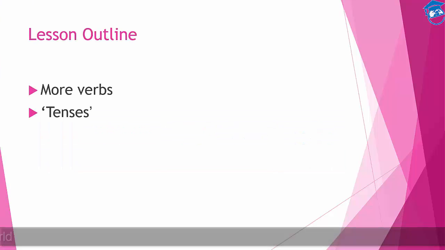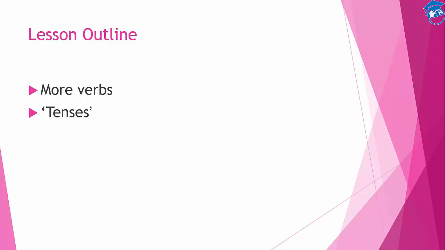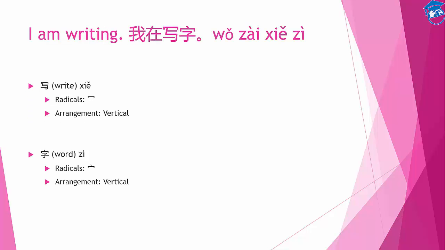Okay, as I said, in this lesson, I will introduce you more verbs, and also I will talk a bit about words that indicate the tenses. Like previously, you have learned that 在 indicates the continuity of an action, and in this lesson, you'll learn more about words like that. Okay, let's get started.